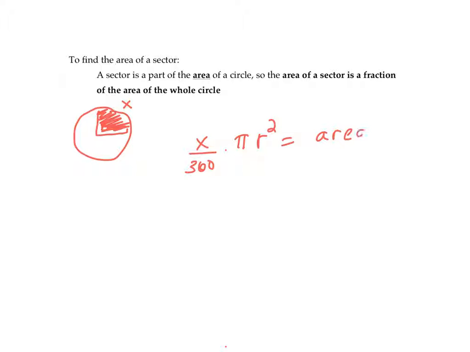Now to find the area of a sector, remember a sector has a central angle, and usually it's a shaded region. To find the area of that sector, we take that central angle, divide it by 360, and multiply by the area of the circle this time, pi r squared, because a sector is a fraction of the whole circle. Okay, so let's do some practice.